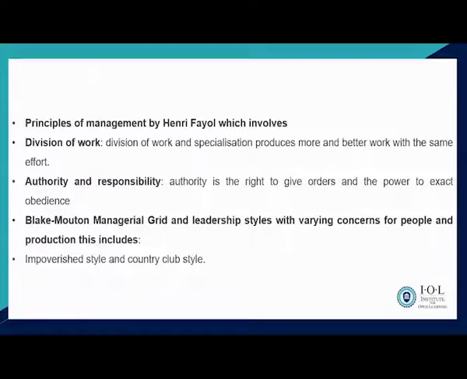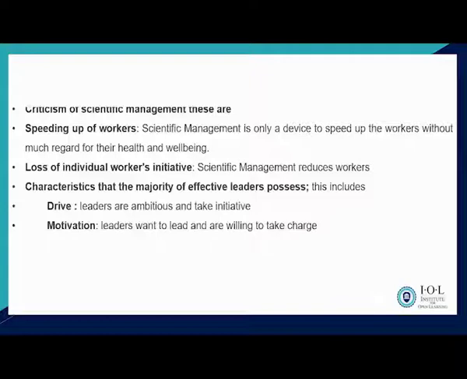In most cases, and in previous examinations, you confused this managerial grid and leadership styles with types of leadership. This is leadership style, not types of leadership. You must take note of that. So, therefore, this includes only impoverished style and country club style, but not leadership types.